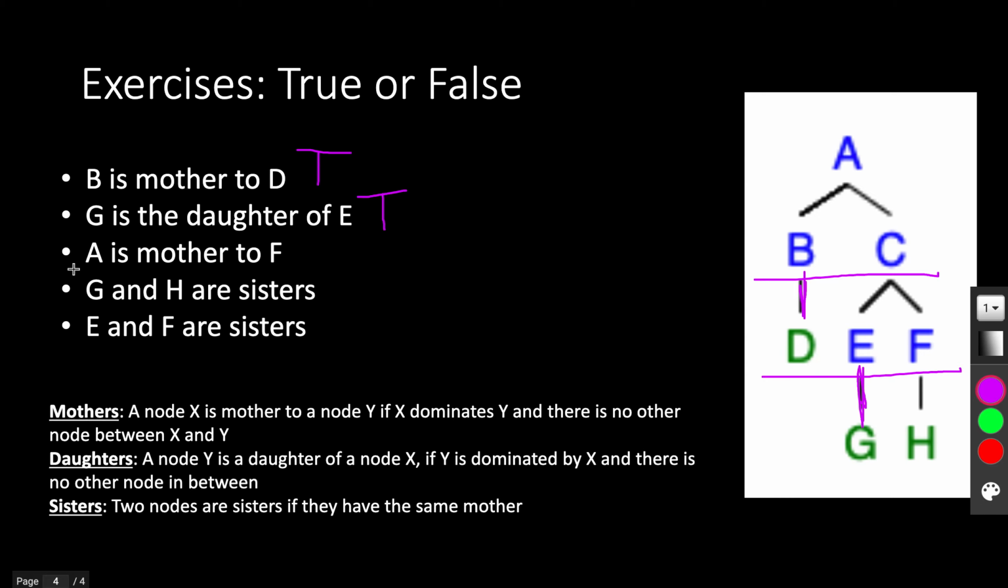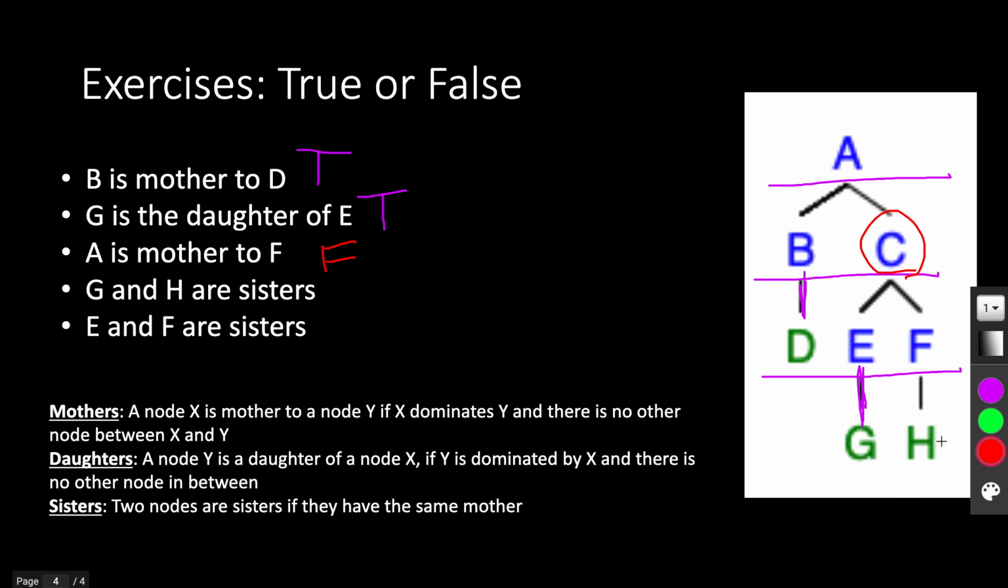Next, we have A is mother to F. So we have the first half of our definition satisfied, right? A dominates F, it's above it on the tree. We can draw a line straight down from A to F. But we also have this node C, which gets in the middle and complicates our mother-daughter relationship. So this statement is false. A is not mother to F. We could call it F's grandmother, but it's not its mother.